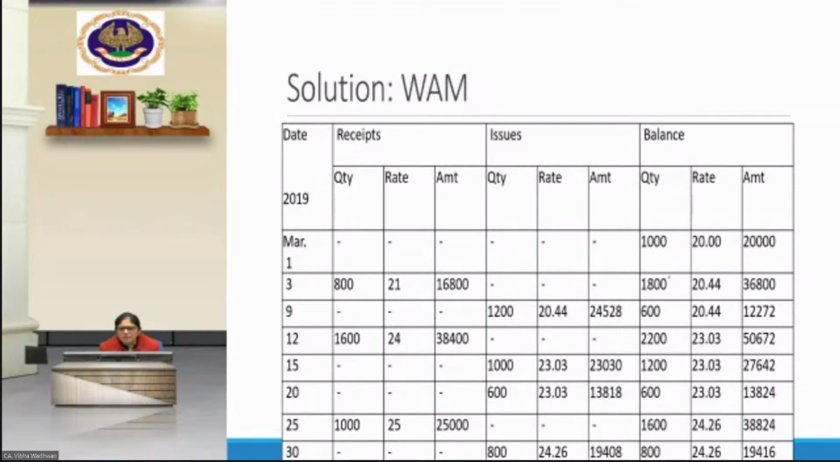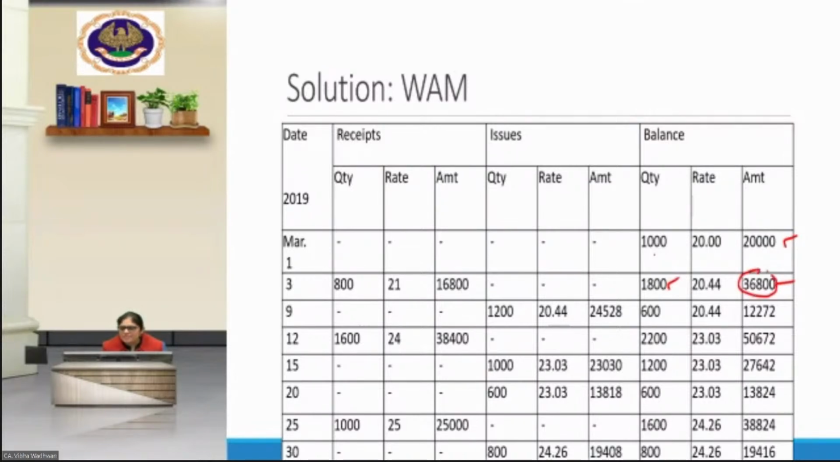So moving to the weighted average method now. There is an opening balance of 1000 units at the rate of 20. So 20,000 is the opening balance. Then the new purchase 1800. And now how to calculate the rate? In weighted average method, we divide the amount by the quantity. The rate has no value, but the amount and the quantity have their own significance. So the total amount has to be 36,800. Add quantity to quantity and amount to amount. So 1000 plus 800, 1800, and 20,000 plus 16,800, 36,800.